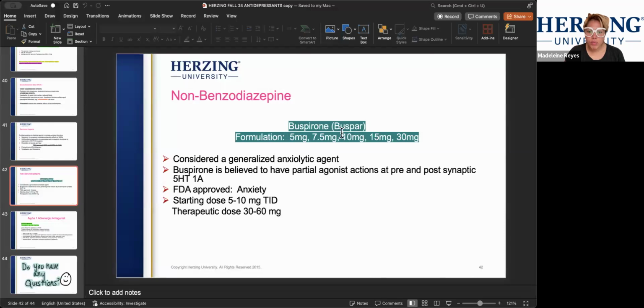Non-benzo, we have BuSpar, buspirone, considered a generalized anxiolytic agent. Buspirone is believed to have partial agonist action at pre- and post-synaptic 5-HT1A. FDA approved for anxiety, starting dose 5 to 10 milligrams, 3 times a day. Therapeutic dose 30 to 60 milligrams.